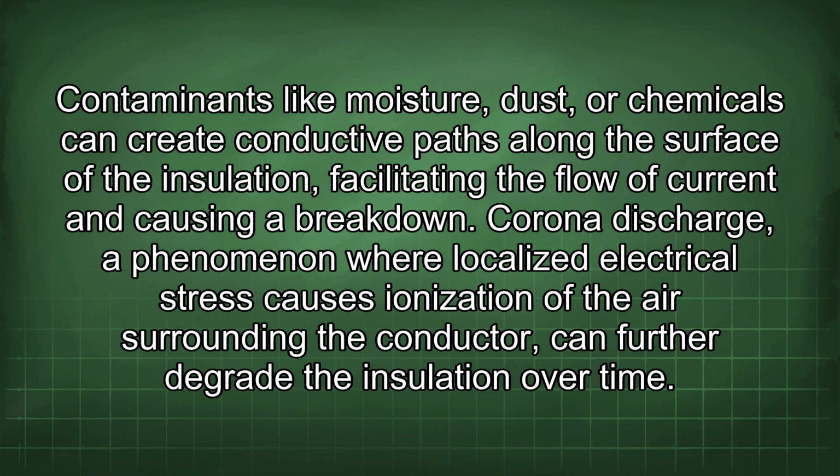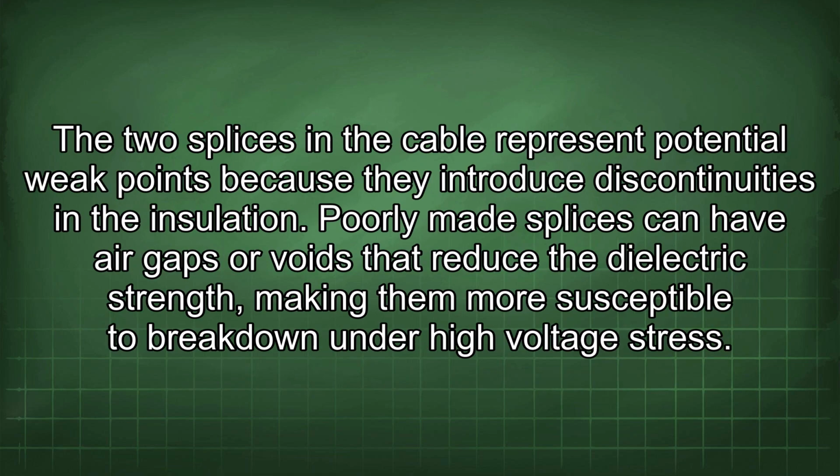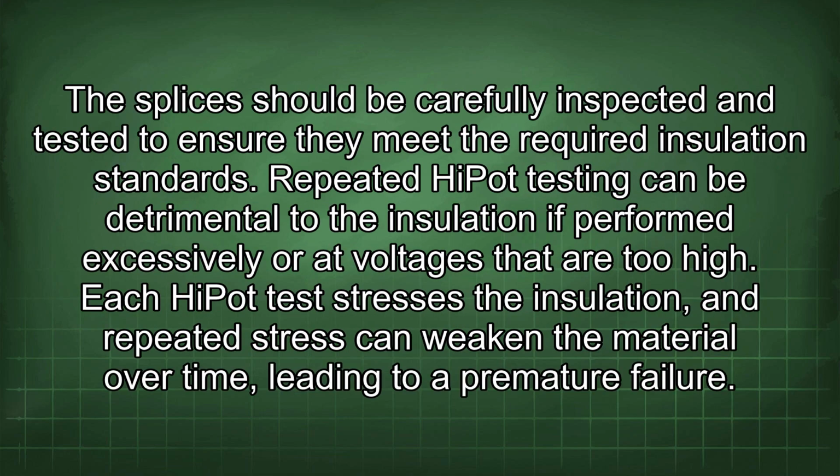Corona discharge, a phenomenon where localized electrical stress causes ionization of the air surrounding the conductor, can further degrade the insulation over time. The two splices in the cable represent potential weak points because they introduce discontinuities in the insulation. Poorly made splices can have air gaps or voids that reduce the dielectric strength, making them more susceptible to breakdown under high voltage stress. The splices should be carefully inspected and tested to ensure they meet the required insulation standards.